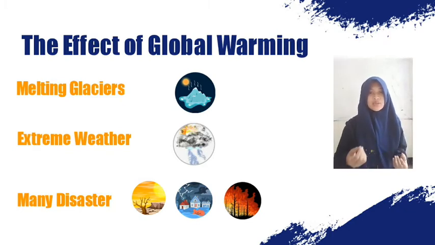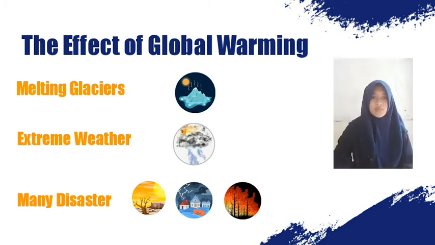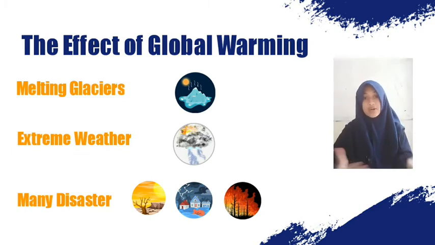Global warming also makes extreme weather, and then can cause many disasters such as floods, droughts, and also forest fires. If this phenomenon happens, it can break our environment and also destroy our life.